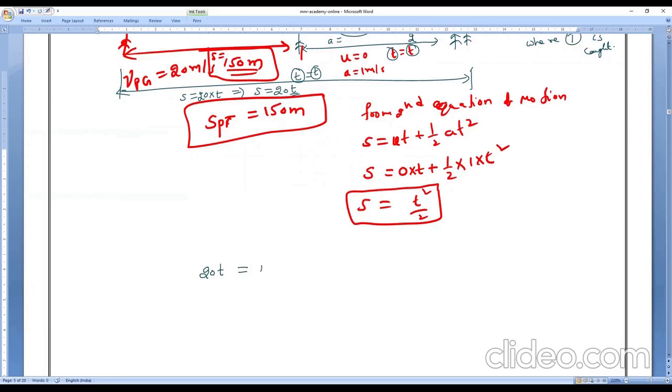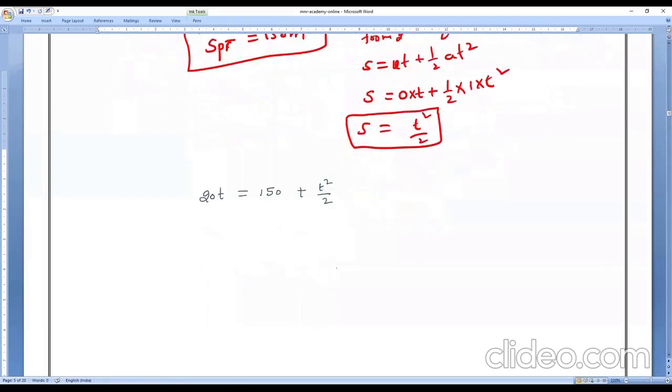So the total distance traveled by the police is equal to what? What is the relative distance between them? 150 plus the distance covered by the thief after seeing the police, which is t square by 2. Is it okay, everybody? Yes, understood?